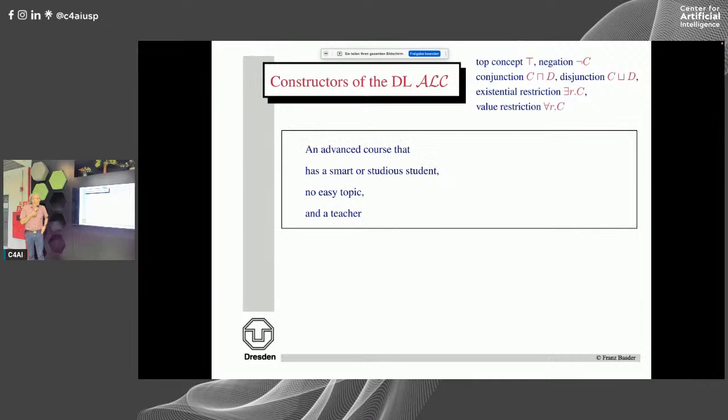So assume we are in a university setting, and we have courses that can be attended by students, and students can be smart and studious or not. They can have topics which might be easy or not, and of course they also should have a teacher. So I want to talk about an advanced course that has a smart or studious student, no easy topic, and a teacher. So how can I do that?